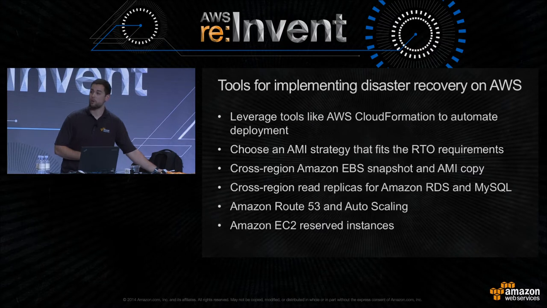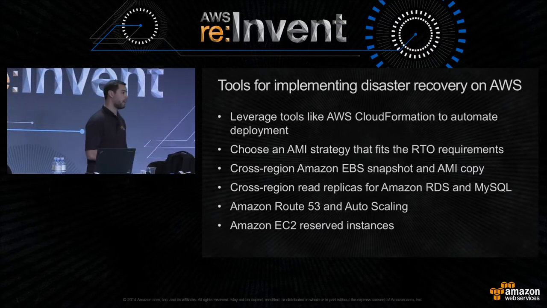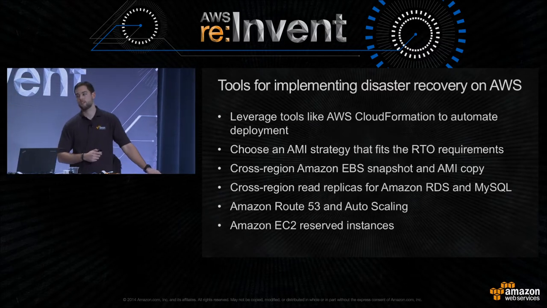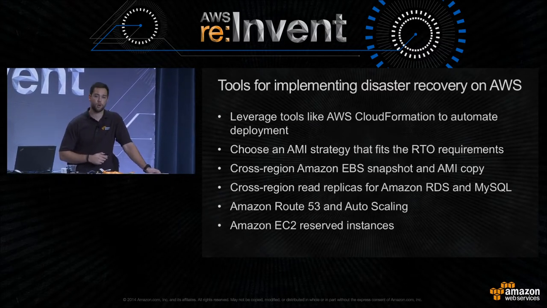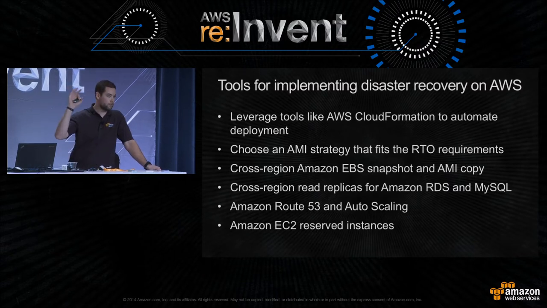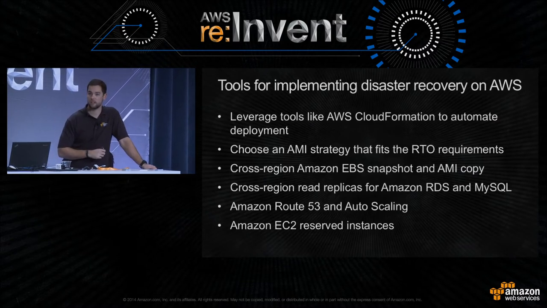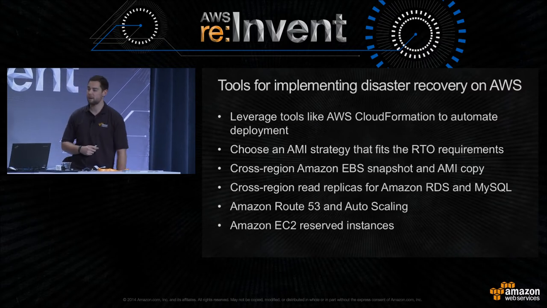We have EC2 reserved instances too, so you can save costs on that. A heavy utilization reserved instance can save you about 70% of what the on-demand pricing is. I like doing a couple of polls just to get a feel for the guys and girls out there, but who's using reserved instances today? Okay, I'd like to see more hands, because you can save a lot of money using reserved instances.